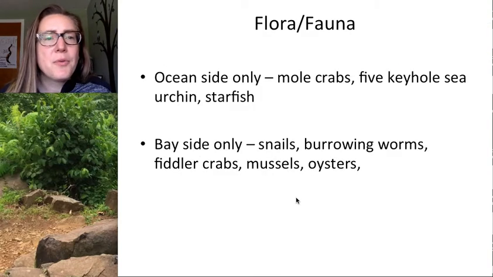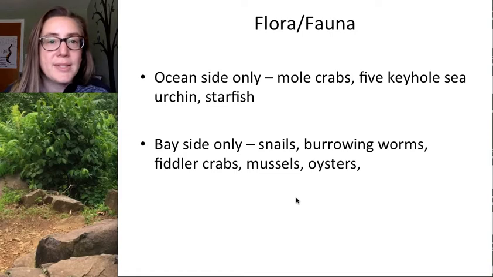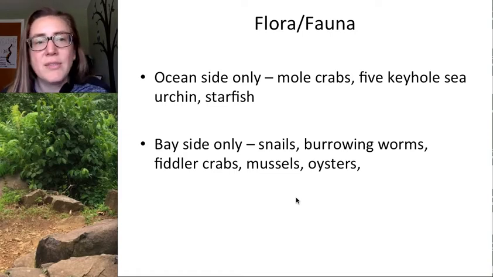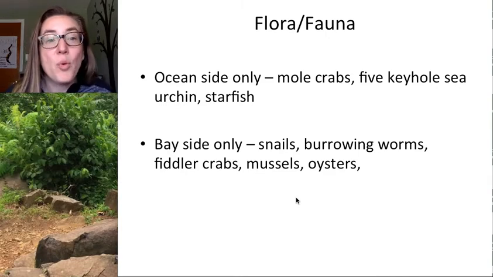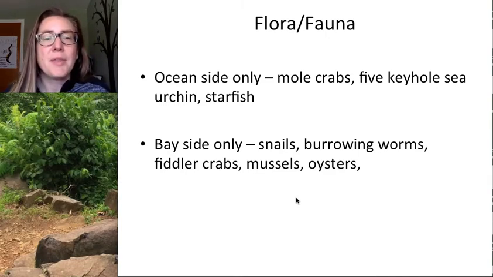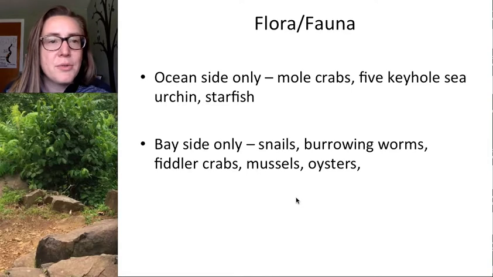So different types of organisms, both the flora, the plants, and the fauna, the animals, you're going to find on either the ocean or the bay side. On the ocean side, you tend to find more crabs, mole crabs, five keyhole sea urchins, which are your sand dollars, starfish. On the bay side, you're going to find more snails and worms and different types of crabs, oysters, mussels that are going to require those higher nutrient levels and less stressors.